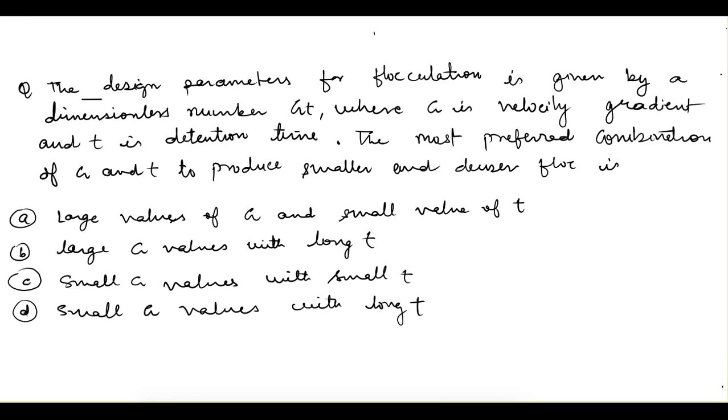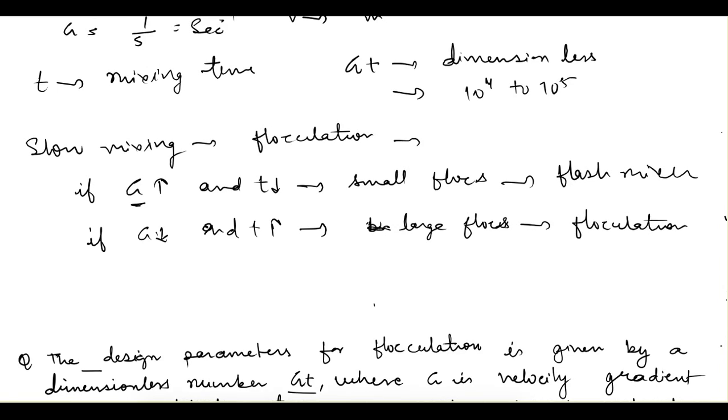So this one is just what I have talked about. Here it is given that the design parameter for flocculation is given by the dimensionless number Gt, where G is velocity gradient and t is detention time. The most preferred combination of G and t to produce smaller and denser floc. So this I forgot to add, along with smaller it is also denser.